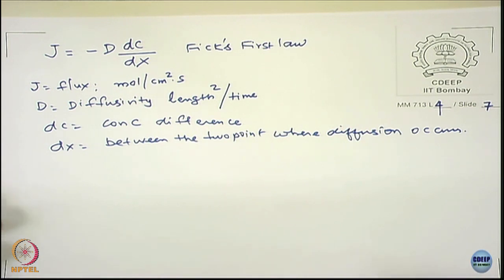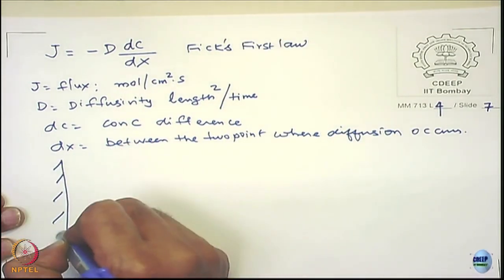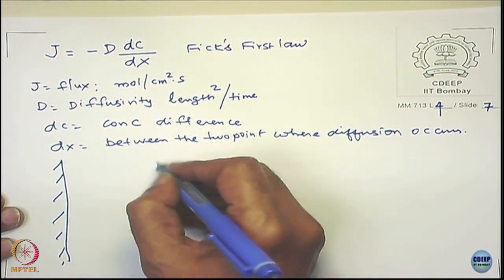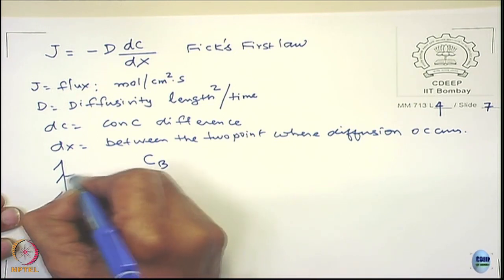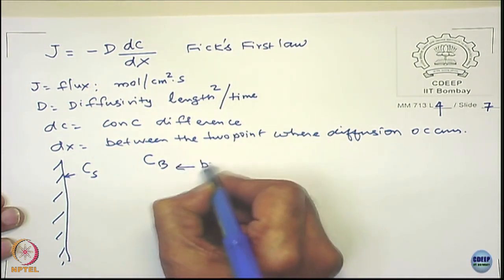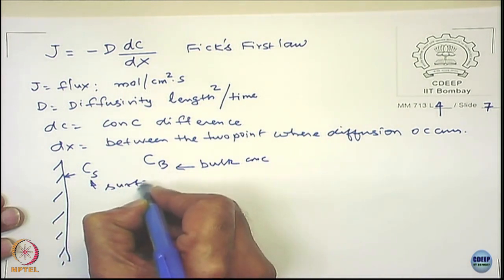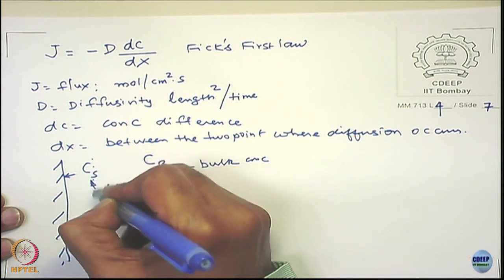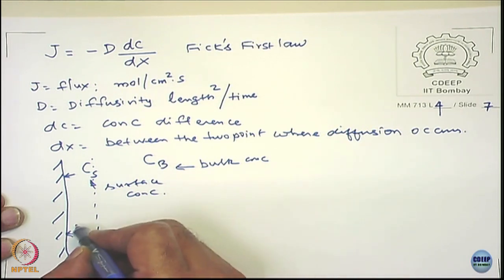Let us define the electrochemical system. Now, you have the bulk concentration, and what is this concentration here? It is a surface concentration, right? This is the bulk concentration, this is the surface concentration, and assume that the diffusion distance is this, assume this is your x, for example.